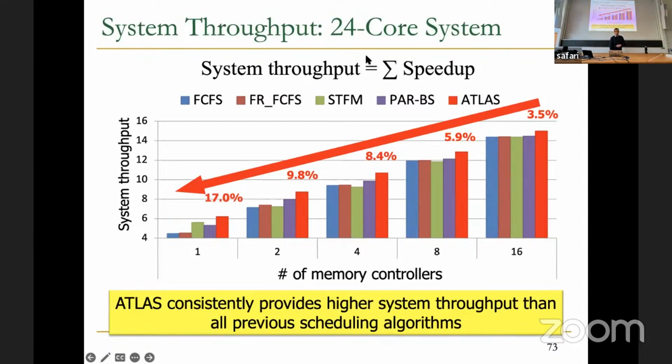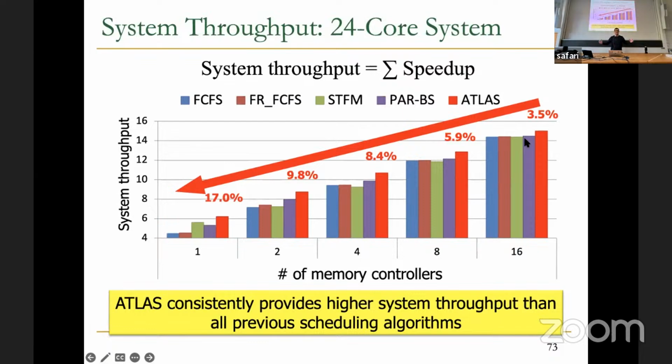If you have 24 cores running 24 independent threads, having 4 memory controllers is reasonable, and the performance improvement we get over the best prior scheduling algorithm, which is PARBS, which we have discussed, is about 8%. If you starve the system such that it has very little memory bandwidth, you have only 1 memory controller, 1 channel, the performance improvements actually are much higher, as you can see. If you have ample bandwidth, very expensive system, 24 cores and 16 memory controllers, the performance improvements are much lower.